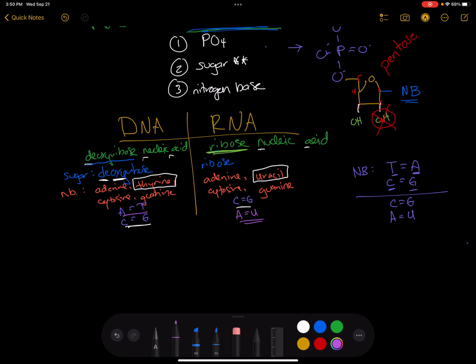Now, nitrogen bases, something else we need to note. We actually have 2 kinds. The first kind is called a purine, and the second kind is called a pyrimidine. Structurally, what makes a purine different is that there are 2 rings. In a pyrimidine, there is 1 ring. The purines, the nitrogen bases that fall under this, are A and G, and the pyrimidines are going to be the C's, T's, and U's.